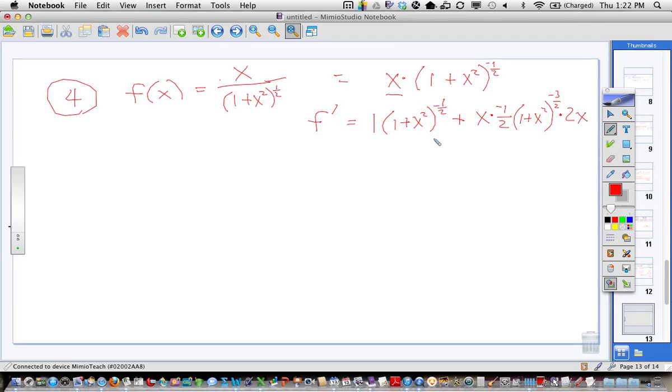So I can't really do anything with this. But over here, negative 1/2 times 2 is negative 1, right? And x times x is, so I should put those together. And then over here, I can't really do much of anything. And I would just leave it like that.